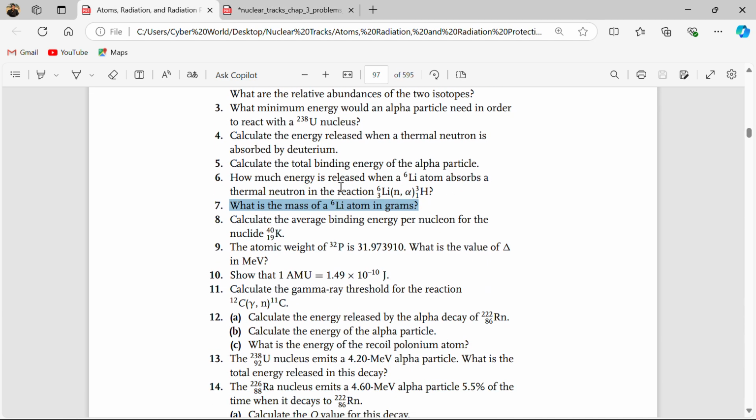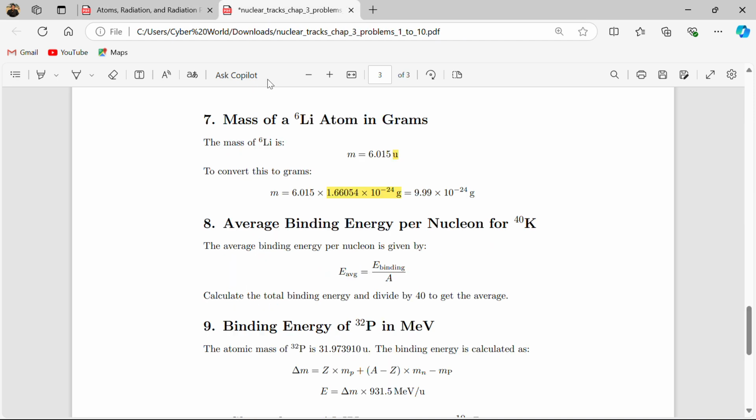Let's move towards our eighth problem. In our eighth problem, we have to calculate the average binding energy per nucleon. For that, first of all, we have to calculate the binding energy. Then we calculate the average binding energy per nucleon by simply dividing the binding energy by the number of nucleons. For which nuclide? For potassium-40, with atomic number 19. You have to calculate the average binding energy per nucleon. So let's start our solution.